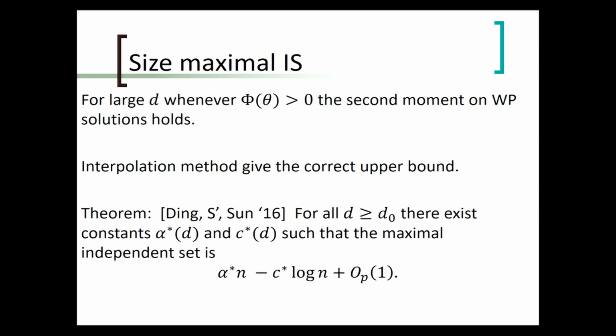But actually, if you look at what the physicists say, this prediction should only hold down to D equals 20. For D equals 19 down to D equals 3, this prediction is supposed to be an overestimate, and it's no longer in the 1 RSB universality class.